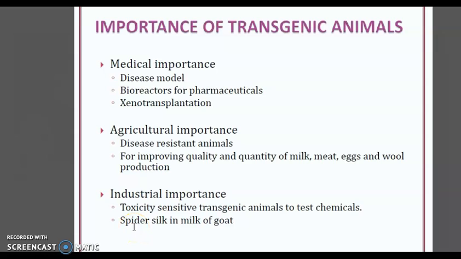This silk protein from the goat's milk is used for a variety of applications due to its strength and elasticity. It has medical uses such as making artificial ligaments, tendons, eye sutures, and jaw repair. And coming to its industrial importance, it is also used in bulletproof vests and improved car airbags.